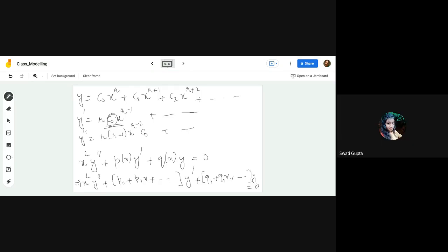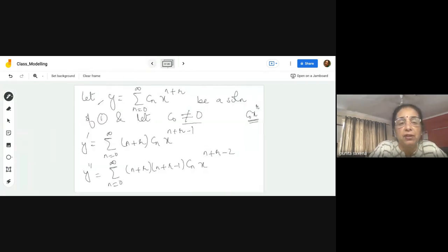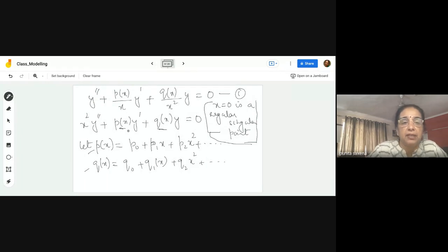Is that px y dash or px into x y dash? Why will we have px into x y dash? This is not capital P. Oh, okay, right. I'm sorry, I am so sorry. It should be xpx plus qxy. Is that okay?